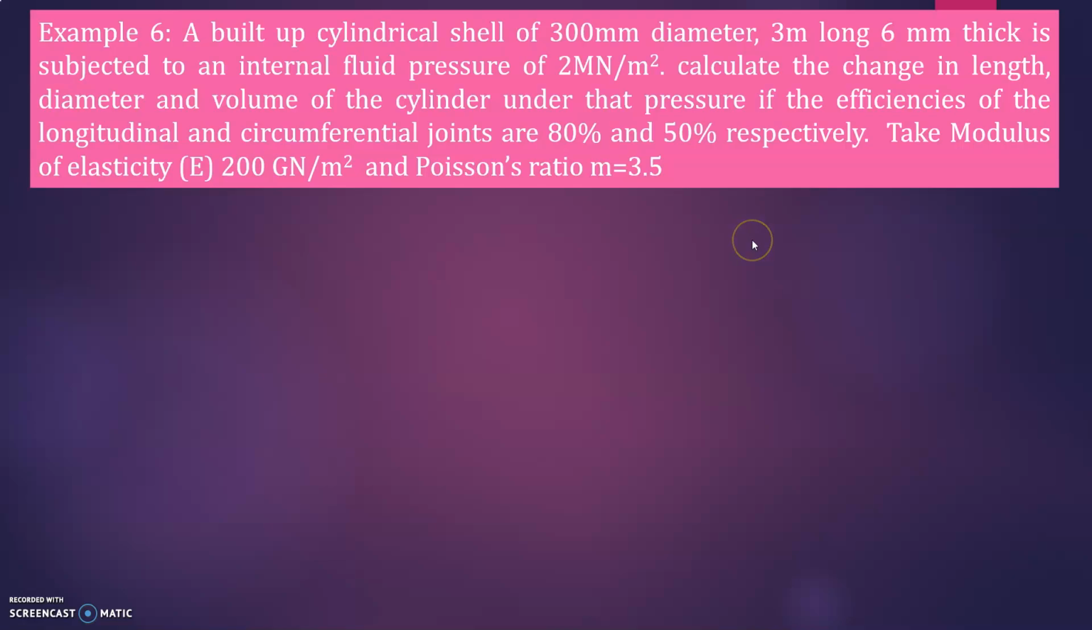Hello my dear students, I will take one more example. A cylindrical shell of 300 mm diameter, 3 meter long and 6 mm thick is subjected to an internal fluid pressure of 2 meganewton per meter square. Calculate the change in the length, diameter and volume of the cylinder under that pressure if the efficiencies of the longitudinal and circumferential joints are 80% and 50% respectively. Take modulus of elasticity as 200 giganewton per meter square and Poisson's ratio m as 3.5.